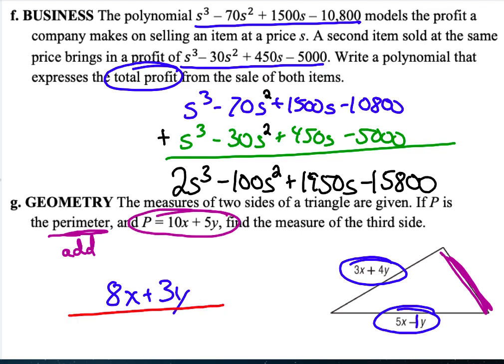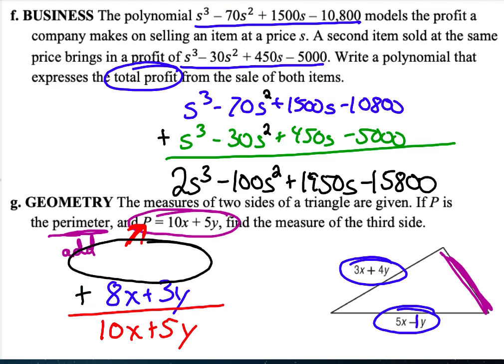I know it has to add up to be 10x plus 5y, because that's what they told me the whole perimeter has to be. So basically, I want to know, what does that third side have to be? What would I add to 8x and 3y to get 10x and 5y? Well, to get from 8 to 10, I would need 2 x's. And to get from 3 to 5, I would need 2 y's. So this missing side is 2x plus 2y.